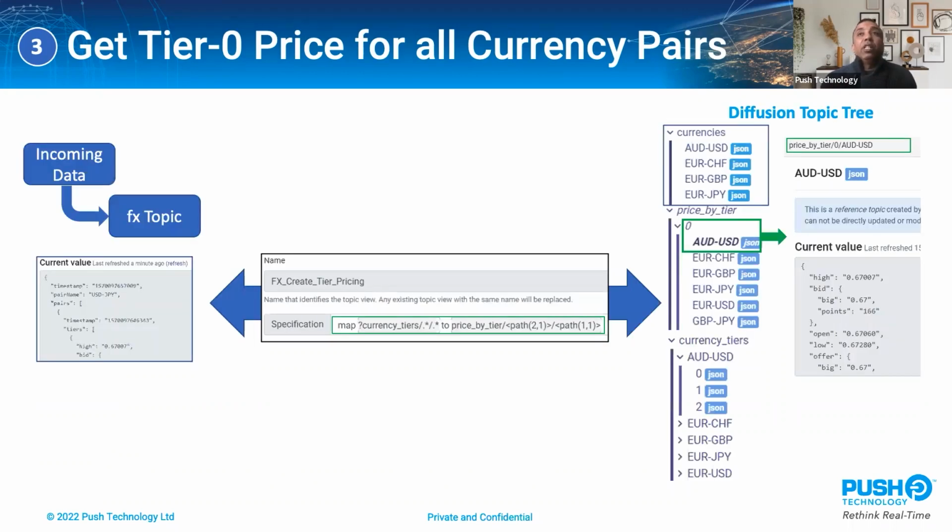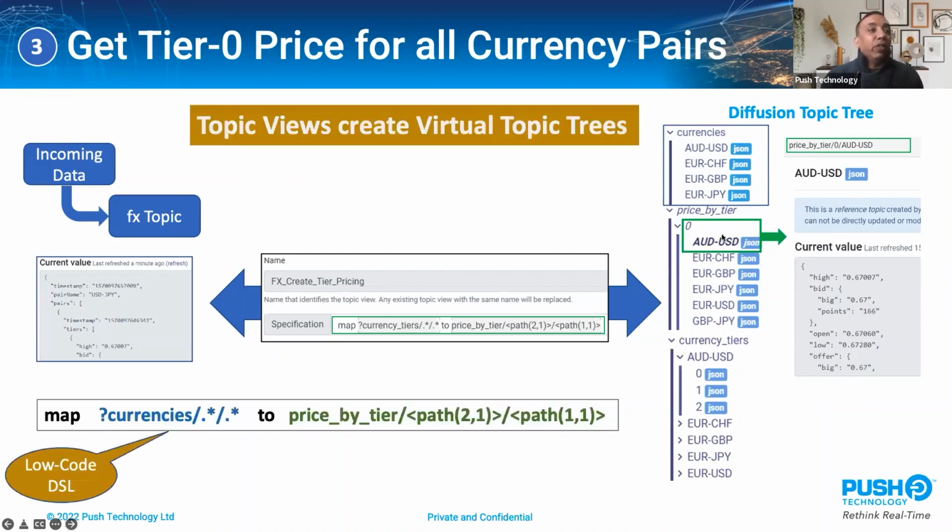With Diffusion, you already have created the currency pairs. You can still have all the currency pairs, and you can create another child node called price by tiers with just another command. This is where the virtual topic trees come into the picture. So you can reorganize the data. Now the subscribing client can connect to just the price tier /0, and you get tier 0 price for all currency pairs. That's how flexible it is.